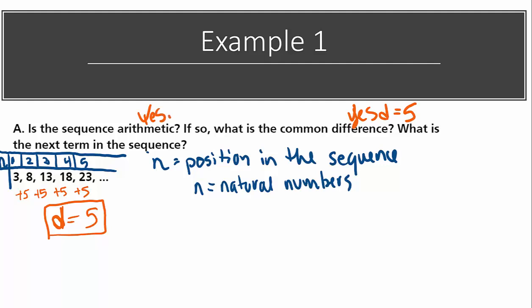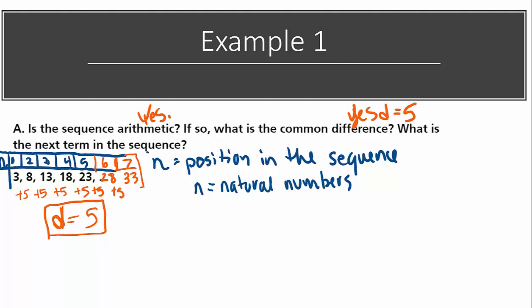So what is the next term in the sequence? Well, if we have 23 and we add 5 to it, we get 28. If we add 5 to it again, we get 33. So that means that the 6th term is 28 and the 7th term is 33.